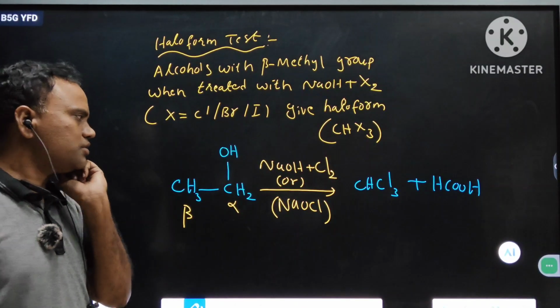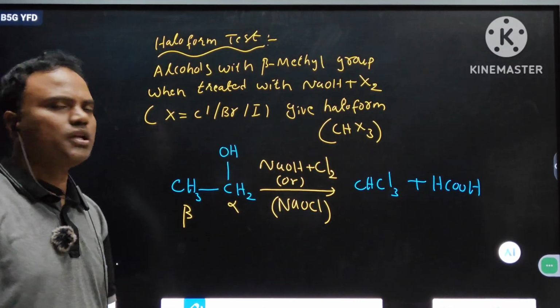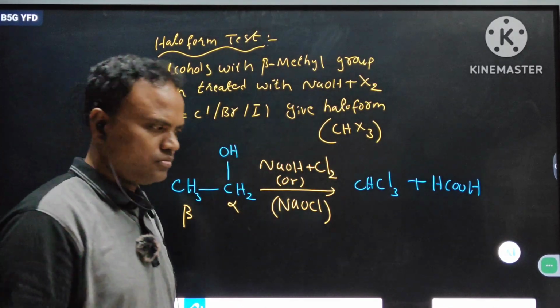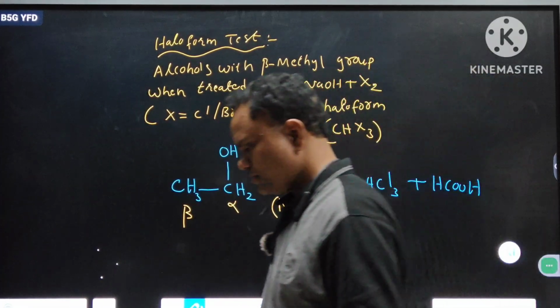Clear? First of all, let us write this. Copy this. I'll explain how we'll get this, and I'll give the shortcut mechanism also. Make it fast. Complete it.